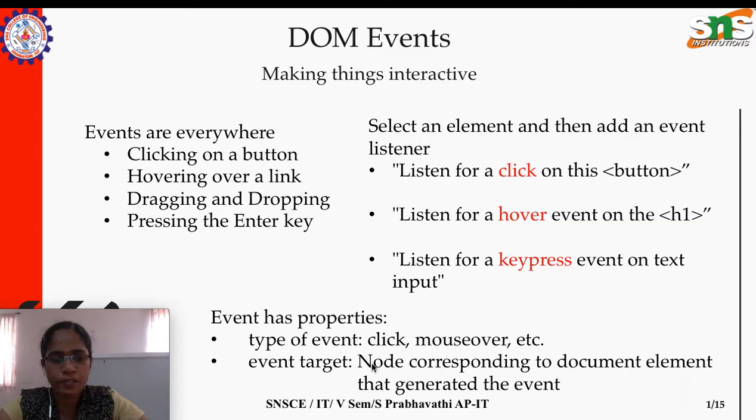What does it mean? Node means, as I told you, the web page will be visualized as a Document Object Model tree structure. Each and every element, the comments, the document type declaration, the text element, everything will be viewed as a node, is it not? So here the event target is nothing but the node that corresponds to the particular HTML element which generates the event. For example, a button. The button is an event target. When you click on this button, an event gets generated and that needs to be handled. So here the event target is nothing but the button.